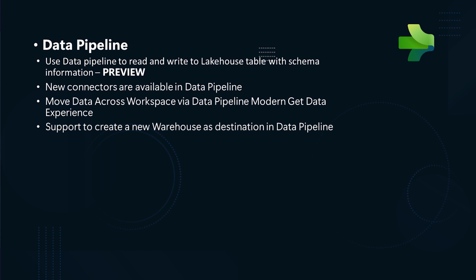Support to create a new warehouse as a destination in Data Pipeline. You can now create a new warehouse as a destination in Data Pipeline instead of only selecting an existing one. This feature allows you to load your source data into a warehouse more easily and intuitively. You can easily create a new warehouse as your destination in the Choose Data Destination step of Data Pipeline Copy Assistant. You can find the option in the New Fabric Name section of the homepage or in the New Fabric Name page.